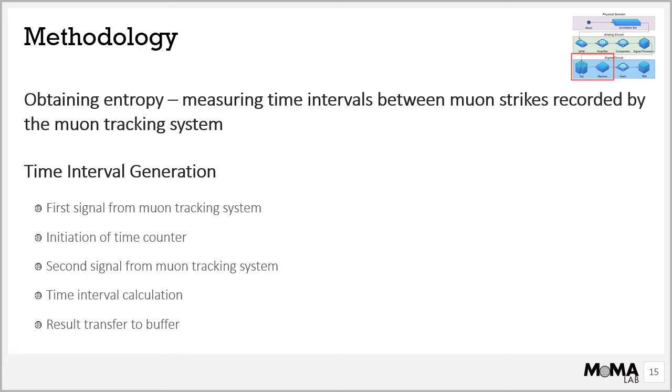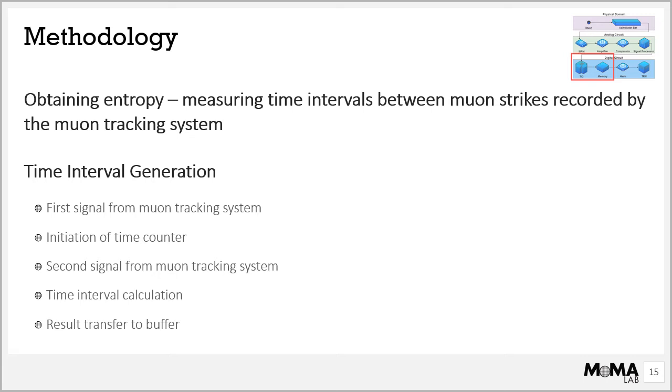So the process of generating time intervals begins once the signal coming from the detector is identified by the quantum RNG. When this happens, our system initiates a time counter, and when a second muon is detected, a new signal is generated and transmitted to the QRNG. At this point, our random number generator records the time interval between the first and the second muon strikes and stores the result on a buffer, which accumulates our entropy. At the same time, the value of the counter resets and the process repeats.